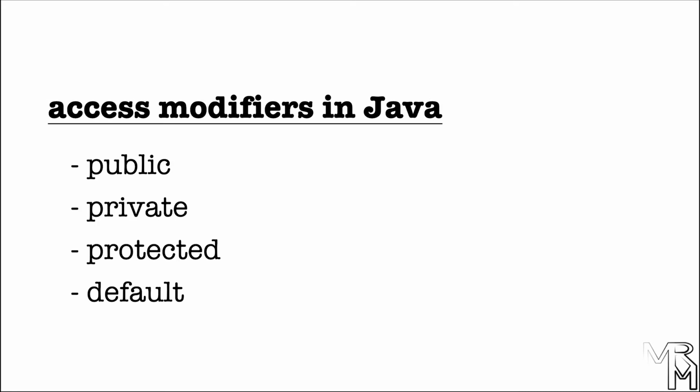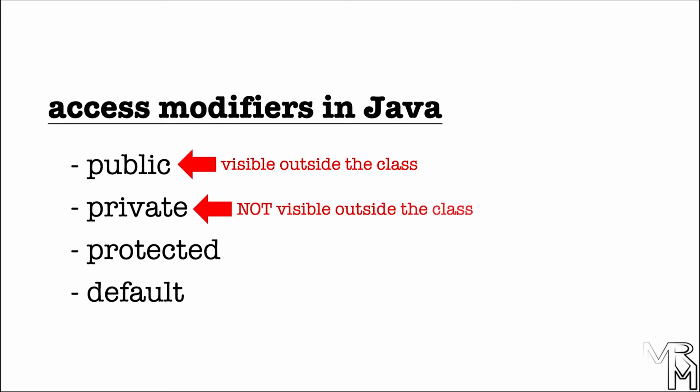As mentioned already, a public class member is visible outside the class it belongs to. On the other hand, a private class member is not visible outside the class it belongs to. Class members with the protected or default access modifiers are partially visible outside the classes they belong to. In this video, we will only cover the public and private access modifiers.